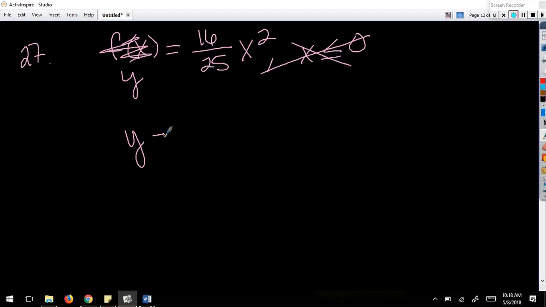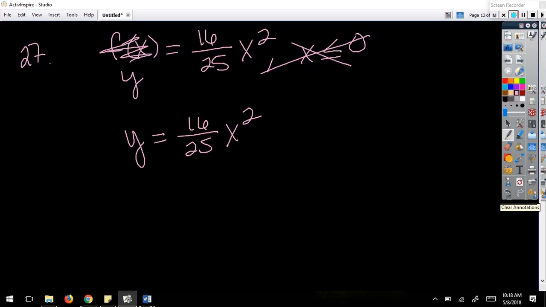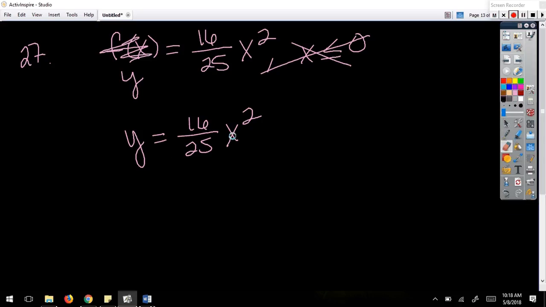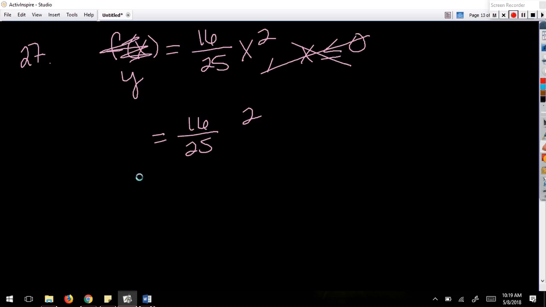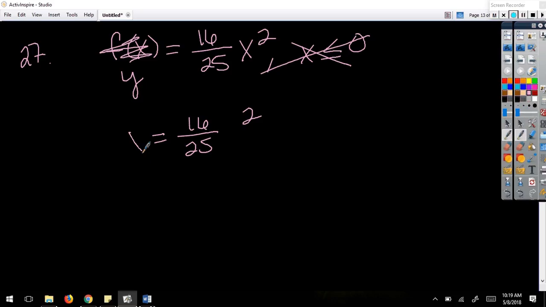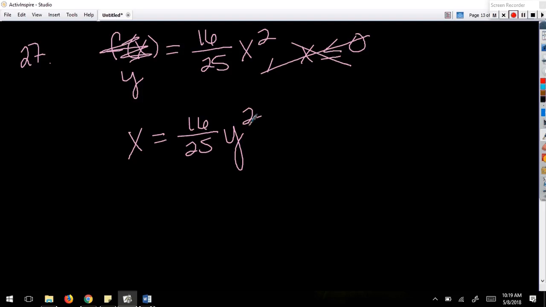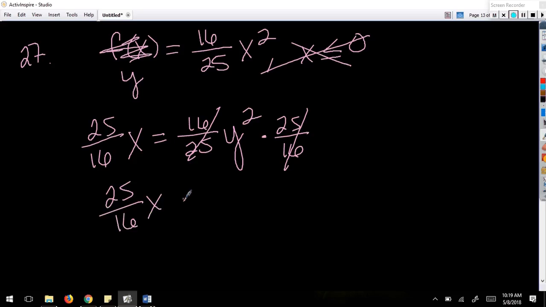All right, so I have y equals 16 over 25 x squared. No, flip that thing. So I actually have x equals... there you go. Times it by what, Brady? 25 over 16, because that's the reciprocal. These are gone. Square root of 25 over 16 x.